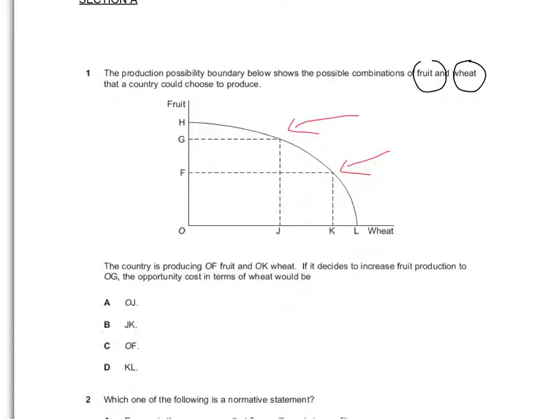So what's it giving up to get this extra amount here? Well, the answer is here. So it's B.